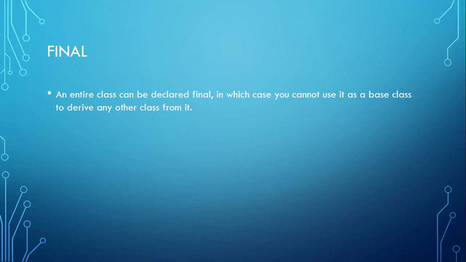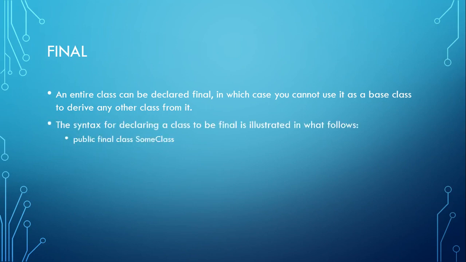Now, when we talk about final, let's start off by discussing that an entire class actually can be declared final. In which case, if it's final, you cannot use it as a base class to derive any other classes from it. The syntax for declaring a class to be final is illustrated as follows. Public final class SomeClass. That's all you have to do. So if you want to make your class non-changeable, you just add the word final to it.